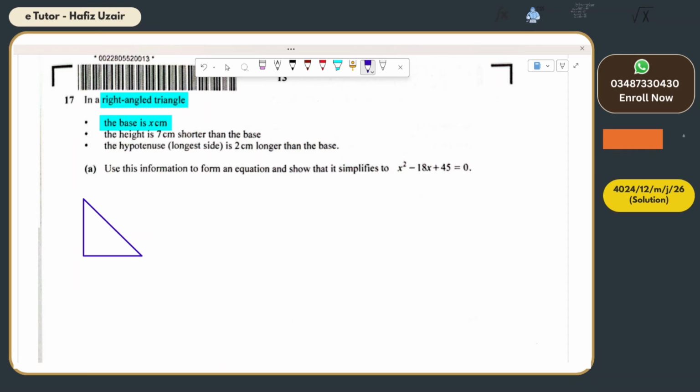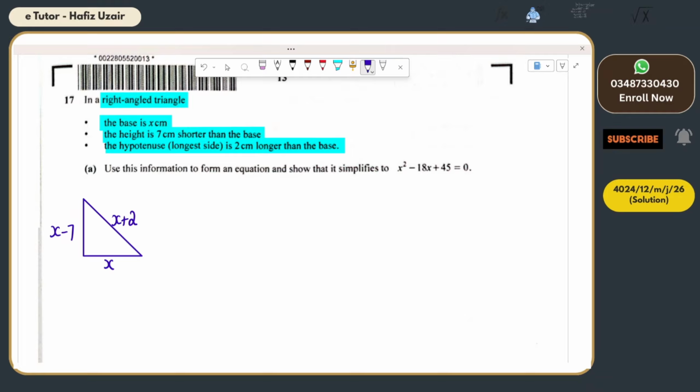Now the base is x centimeter. The height is 7 centimeters shorter than the base. So this will be x minus 7. The hypotenuse is 2 centimeters longer than the base. So this will be equal to x plus 2.